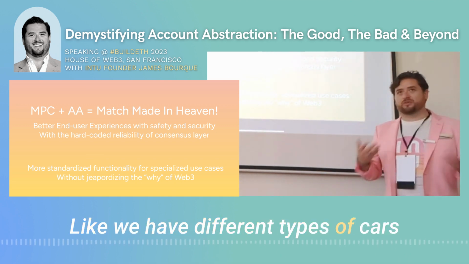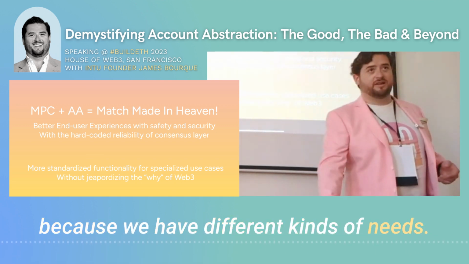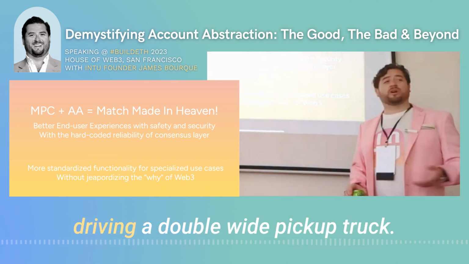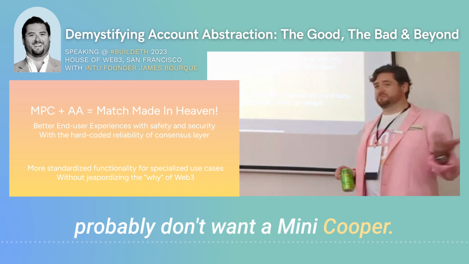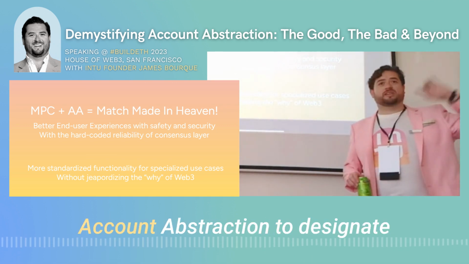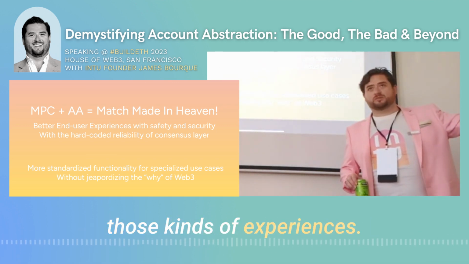We have different types of cars because we have different kinds of needs. If you're living in San Francisco, you probably don't want to be driving a double wide pickup truck, right? But if you're living in Texas, you probably don't want a Mini Cooper, right? We need to be able to use account abstraction to designate those kinds of experiences.